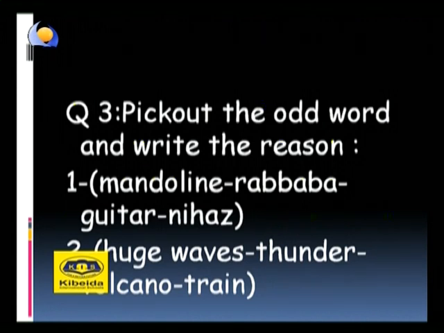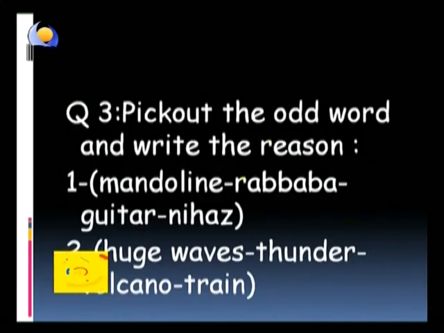Number two, look at number two: huge waves, thunder, volcanic eruption or volcano, and train. Huge waves is one of the natural noises, a type of natural noise. Thunder, one of the natural noises. Volcanic eruption, one of the natural noises. What about train? Train is an artificial one.